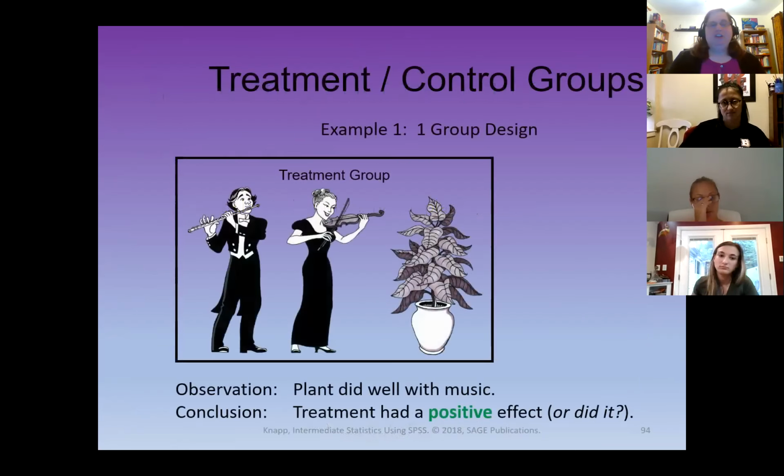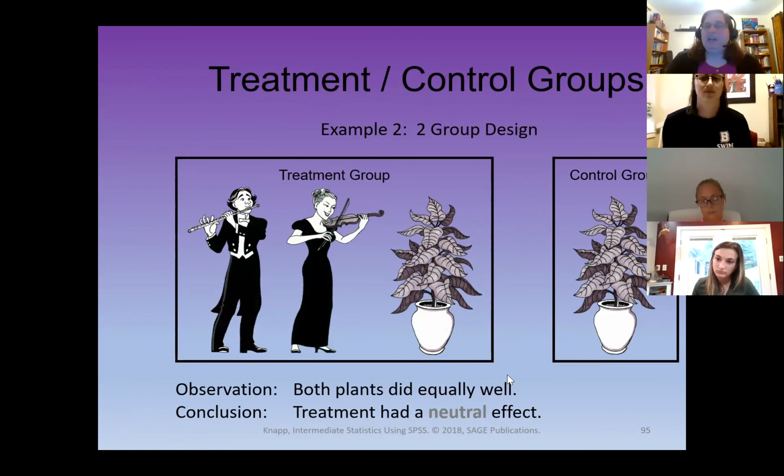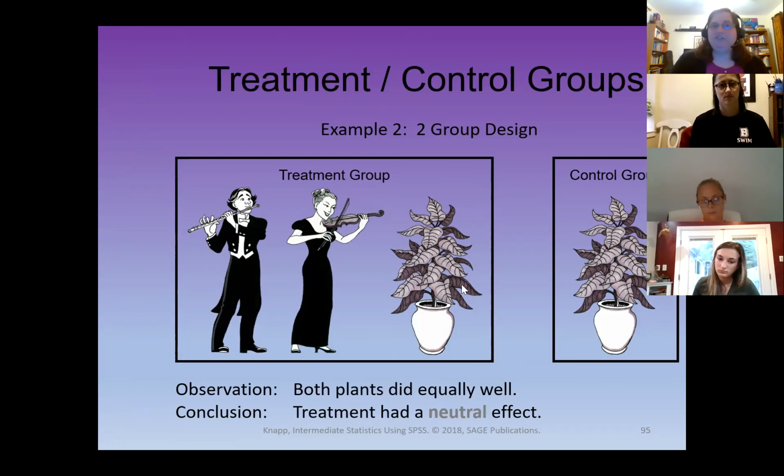Okay, so here's where if we don't have a control group and we see, lo and behold, the plant did well with music, we don't know what really happened. Would it have done well even without the music, right? So when you just have a treatment group, it doesn't tell you much. Now we're going to add in a control group. Look, it did equally well under the control group condition. So they say treatment had a neutral effect. What would we say? We would say that we're not going to reject the null because it did not significantly increase this as compared to this. Okay.